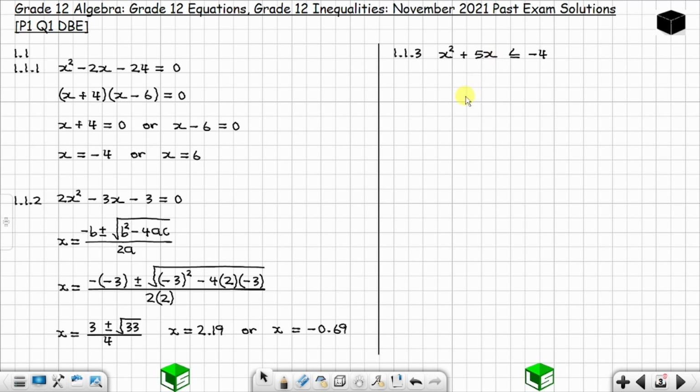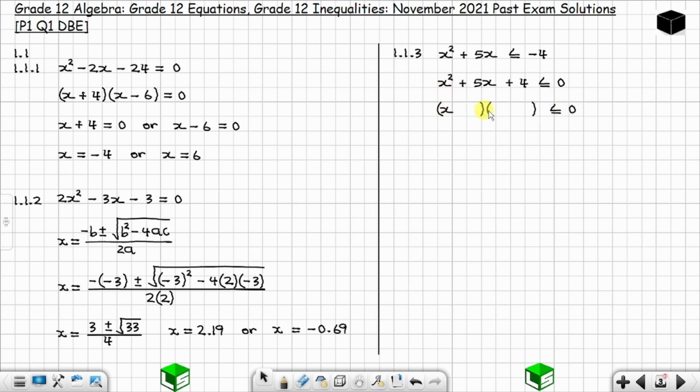Okay, let's solve this. So you have x squared plus 5x. You take this to the left, it becomes plus 4, right? Less than or equal to 0. Now you remain with 0 on the right side. Okay, you carry on. Now you can factorize this into 2 pairs of brackets like this, right? This is less than or equal to 0.